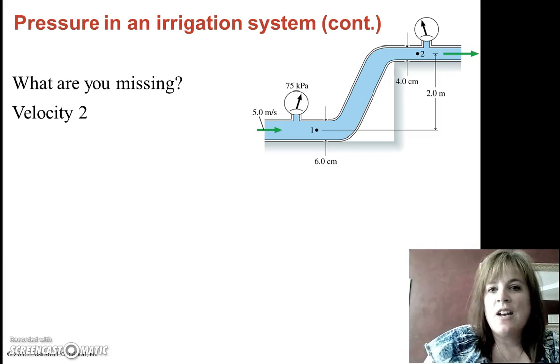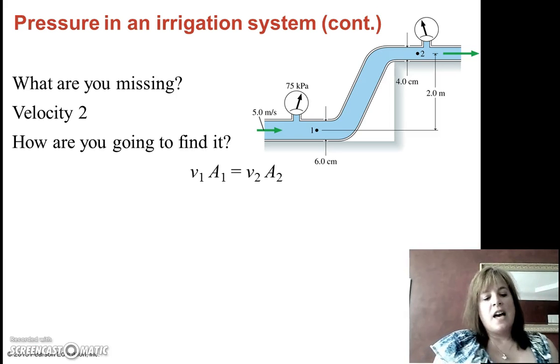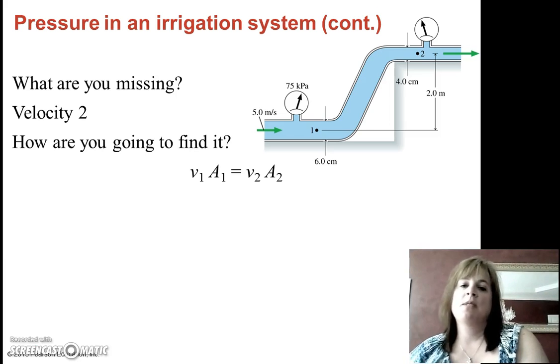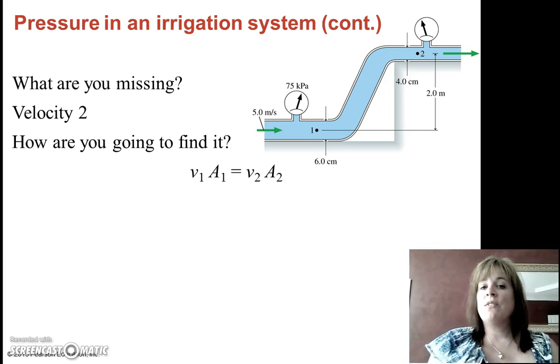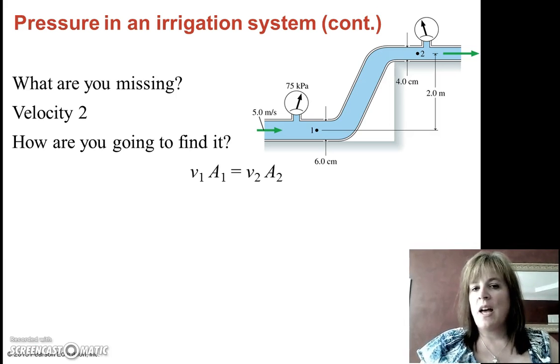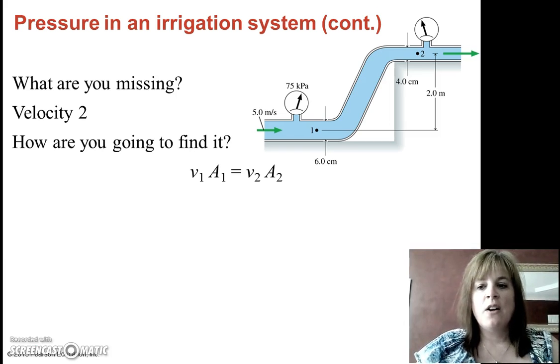The equation of continuity that we learned in the last video. All right, the velocity at point 1 times the area of point 1 is equal to the velocity at point 2 times the area at point 2. Well, I know the velocity at point 1, and I know the diameter at point 1 and point 2. I can do this. All right, go ahead, plug your numbers in, and find the velocity at point 2.